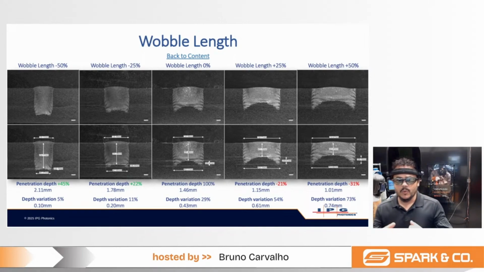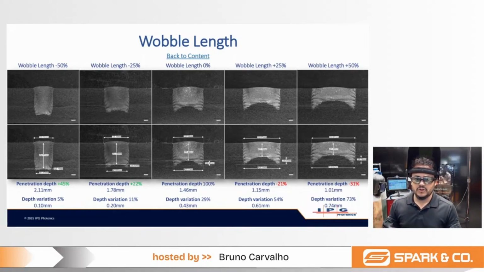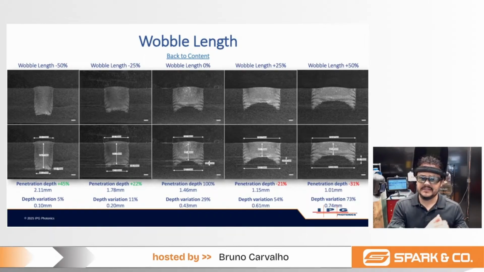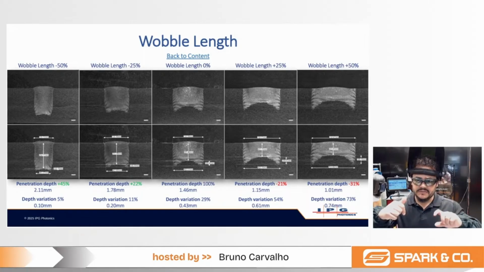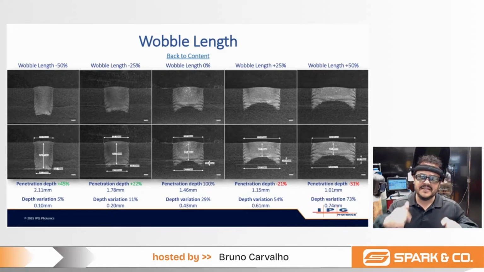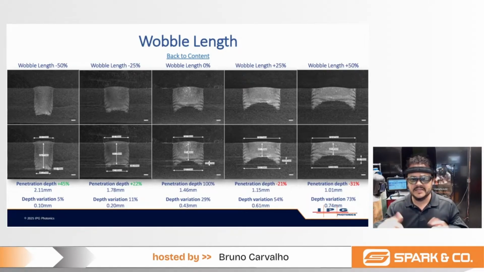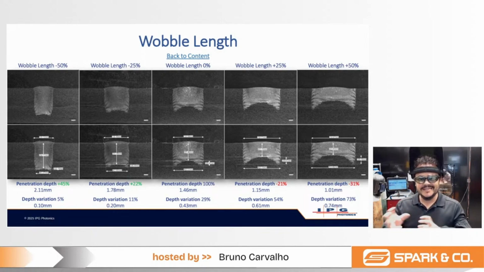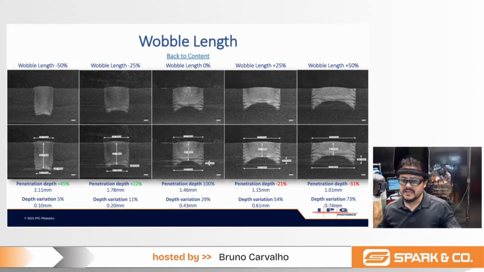The wobble frequency works the same as the wobble length. So if you increase the wobble frequency or decrease the wobble frequency, you affect the penetration. How come? The laser is moving. When you increase the frequency, that means that the laser is moving faster. It doesn't have enough time at the same place. This will reduce the amount of penetration. So the wobble, it's a fine tuning that we use to control penetration and doesn't add too much heat to the part. Sometimes it's necessary, but a lot of times we can just play with the wobble.